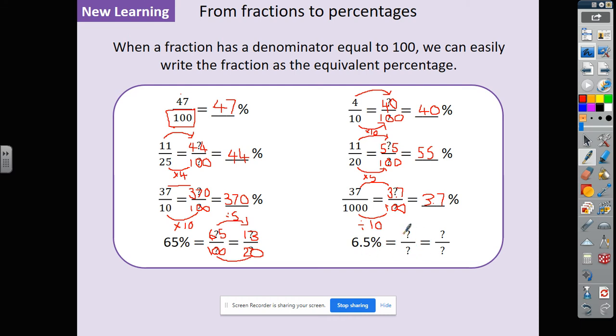So this one here, 6.5%, so this would be 6.5 out of 100. At the moment, that's not a proper fraction because it's 6.5. So what do I need to do to make this a proper fraction? I'm going to multiply that by 10. And this now gives me 65 over 1,000. So here we're just looking at those patterns between 100 and our other denominators and using that to help us work out the percentages.